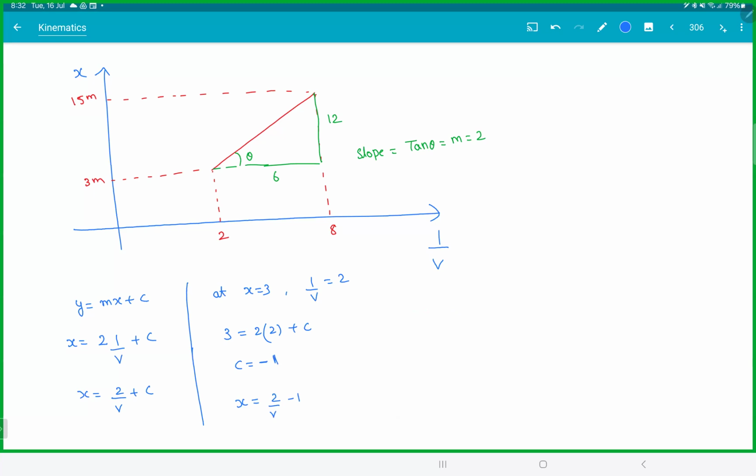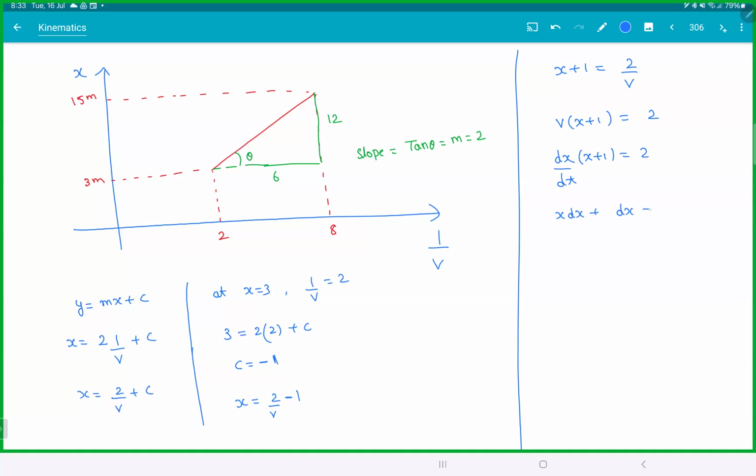It's not 54. You guys goofed up the equations. That is the relation between x and v. So from here now it is just a matter of calculus. So x plus 1 is 2 by v. So v into x plus 1 is equal to 2. v is dx by dt, so x plus 1 dx is equal to 2 dt. So this is x dx plus dx is equal to 2 dt.